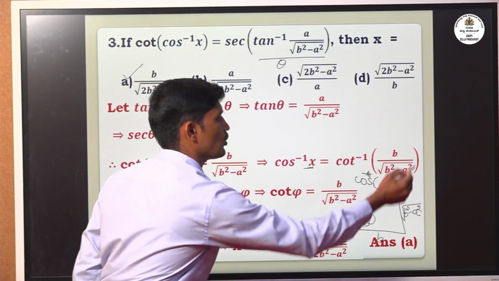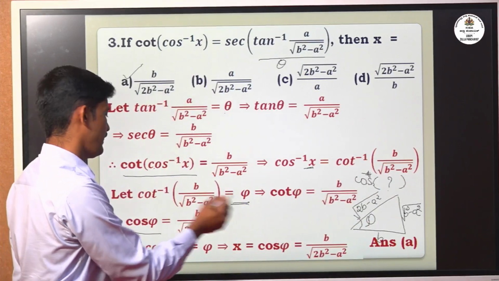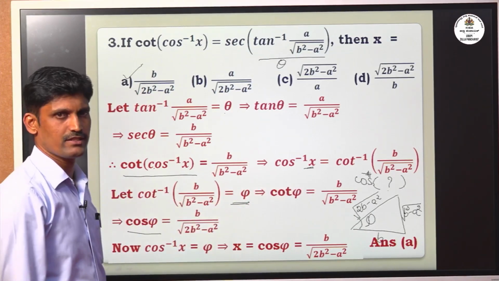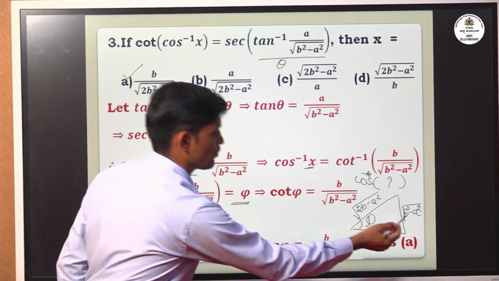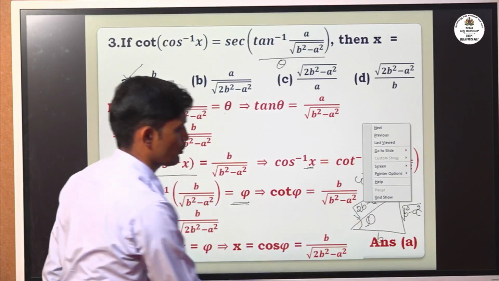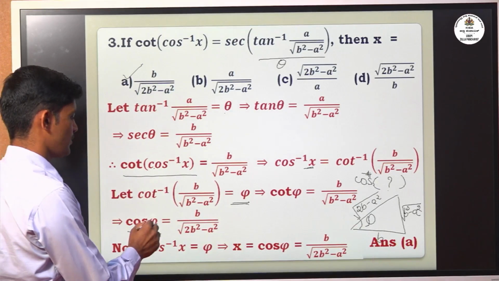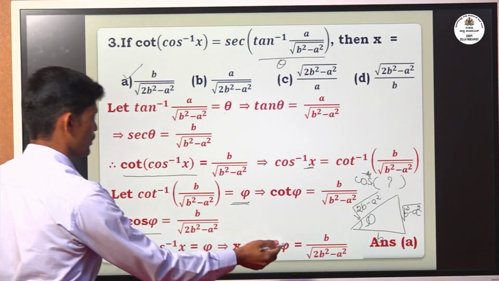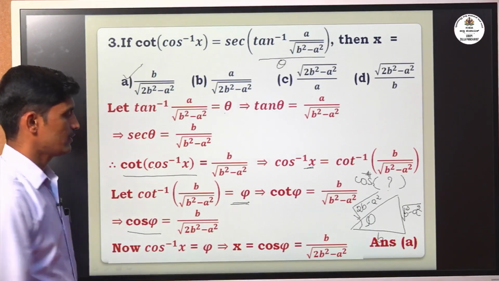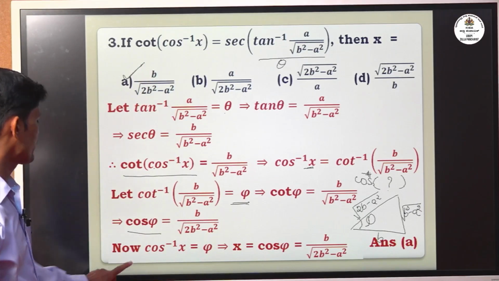Therefore, let us define cot inverse of b by root b square minus a square as phi, and define cot phi is equal to b by root of b square minus a square, hence define cos phi. Cos phi is equal to adjacent by hypotenuse, this is b by square root of 2b square minus a square. So, cos inverse x equal to cos inverse of b by root of 2b square minus a square, hence x is equal to this. Answer 1. Next, we will go to question number 4.